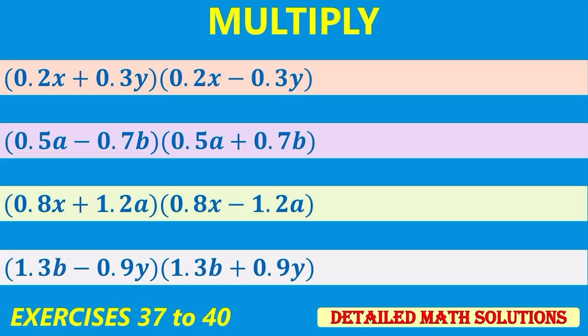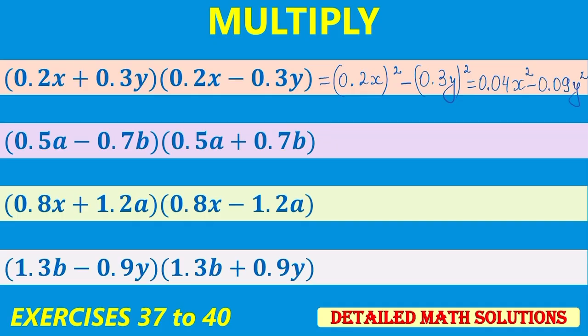Multiply (0.2x + 0.3y) and (0.2x - 0.3y). Again, when I use the formula, this equals the first term (0.2x) squared minus the second term (0.3y) squared, which equals 0.04x squared minus 0.09y squared.